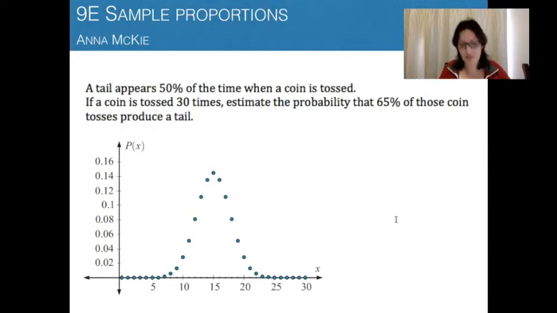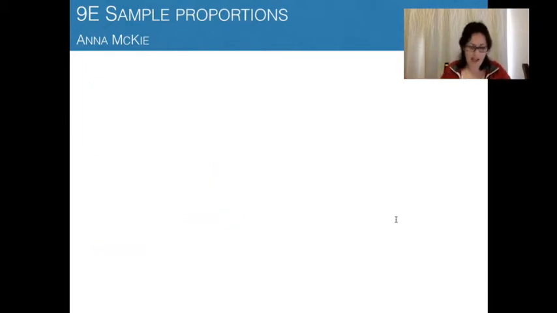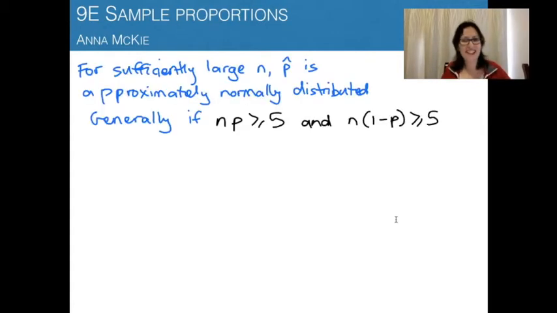So conveniently, to solve this problem, the fact that this resembles the normal distribution now gives us permission, instead of using BCD, binomial cumulative distribution, to use the normal cumulative. And the requirements to be able to use that are that for sufficiently large n, p hat will be approximately normally distributed if n multiplied by p is greater than or equal to 5, and this requirement over here. In the past, in some of the textbooks, we've had 10 here. Currently, we're going 5. Let's check that for ours.